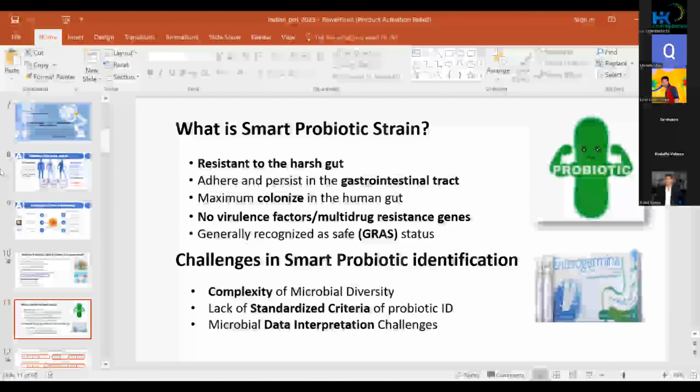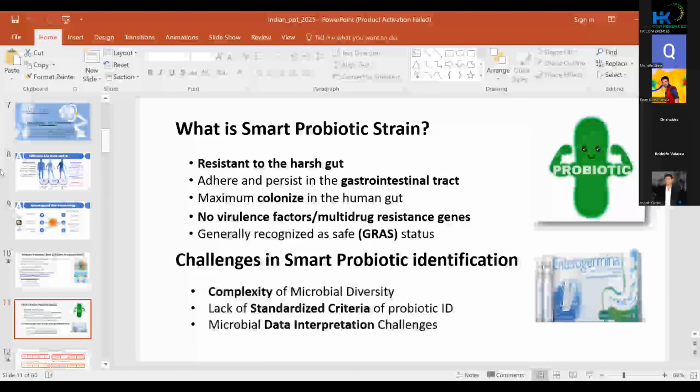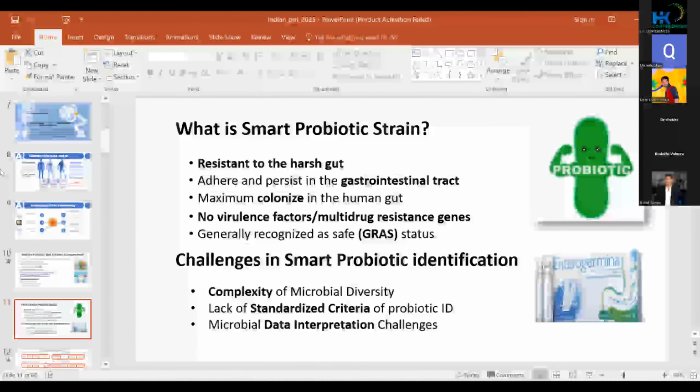So, what are smart probiotic strains? These strains can be resistant to the harsh gut environment, and they have huge potential, with an adhesion property to hold on to the gastrointestinal tract of a host, or the human gut. They have no virulence factors, and they are generally recognized as safe by the WHO as well. There is a large challenge in searching for and identifying smart probiotics. The major one is the complex microbial genomic data.